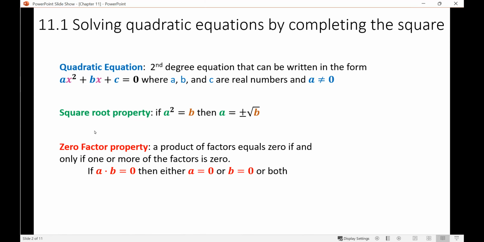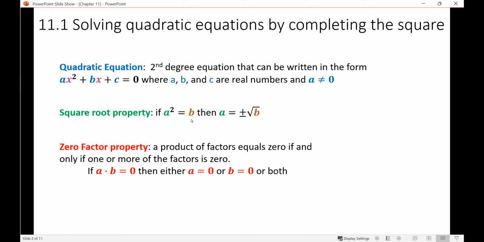To do that, we're going to use what we call the square root property. The square root property tells us that if a squared is equal to b, then a is equal to either the positive square root of b or the negative square root of b. That means that a can be both the positive square root of b and the negative square root of b, and both of those situations will make this equation true.